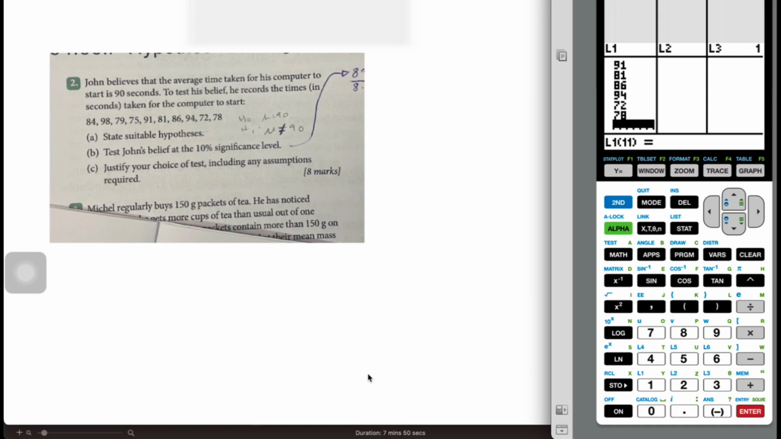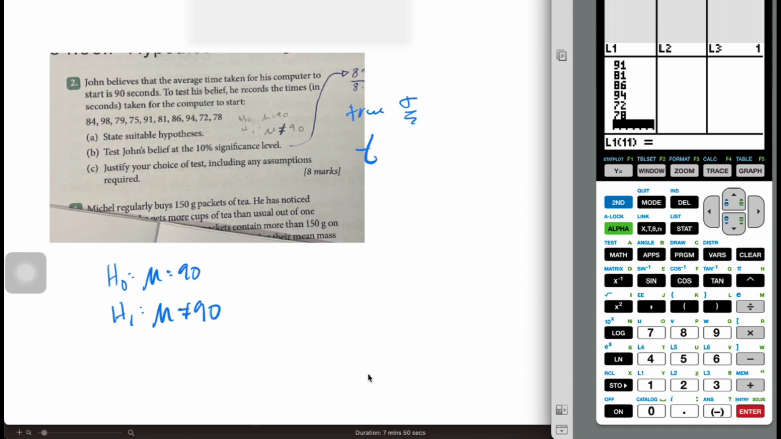Okay, so for this problem here, the suitable hypothesis, as you said, is that mu is going to be 90 and that the alternative is not 90. Now, when we think about this, we do not know the true standard deviation, right? We do not know sigma. So we know it's going to be a t distribution.